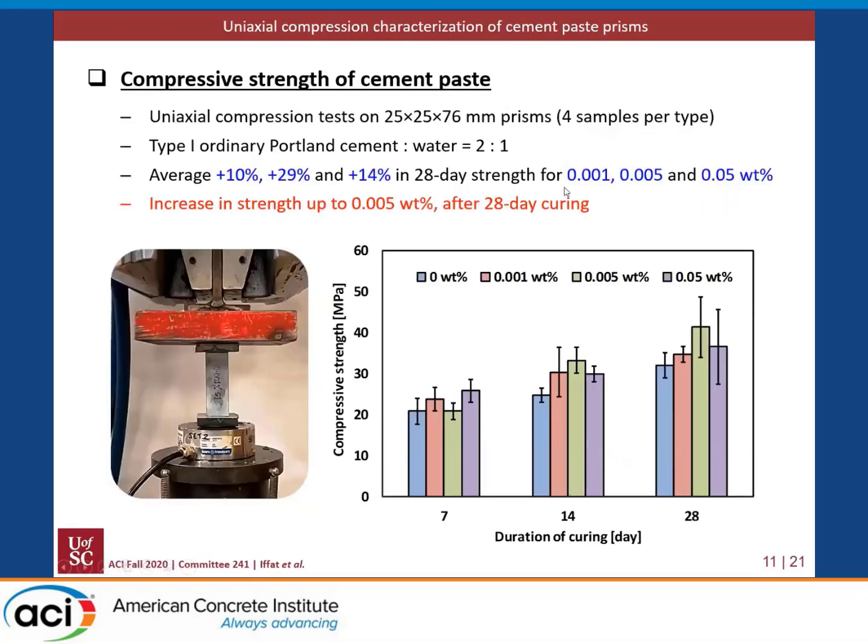In the next step, we prepared cement paste prisms with 1 inch, 1 inch, and 3 inch dimensions, with the PUCNT suspensions and ordinary Portland cement using a water to cement ratio of 0.5, and cured the prisms under saturated lime water for up to 28 days. And we can see that after 28 days of curing, we got 10%, 29%, and 14% more compressive strength from 0.001, 0.005, and 0.05% concentration. So 0.005%, which is this green bar, gave more compressive strength compared to the 0.05% concentration.